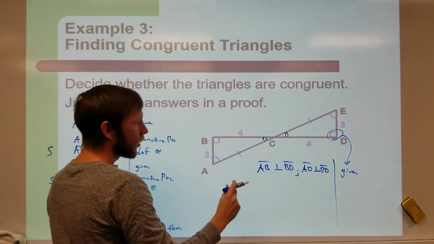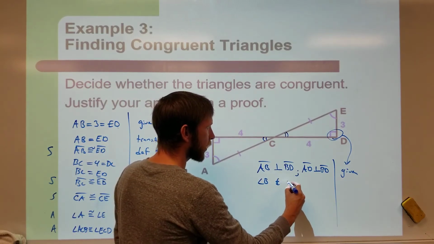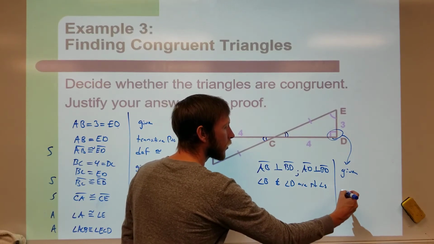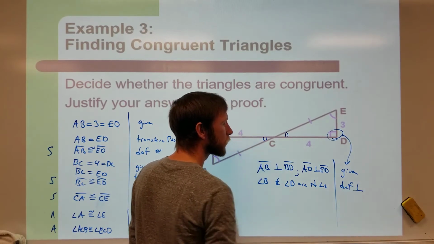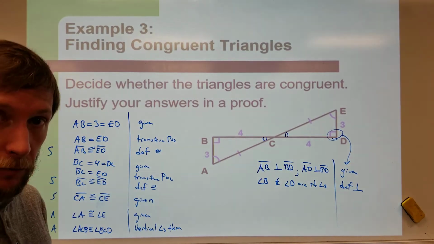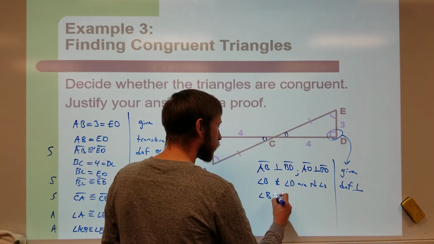All right? But that means that the angle at B and the angle at D are right angles by the definition of perpendicular. If those segments are perpendicular, then those angles that are formed are right angles. And then we know that all right angles are congruent. Theorem 2.4.